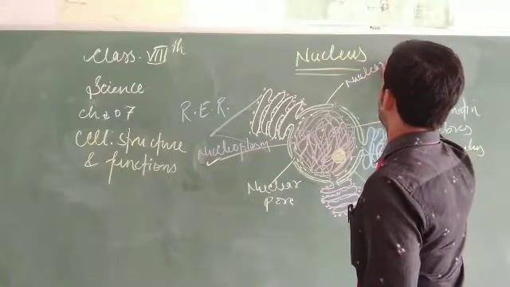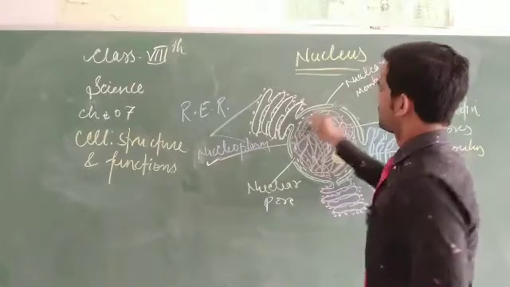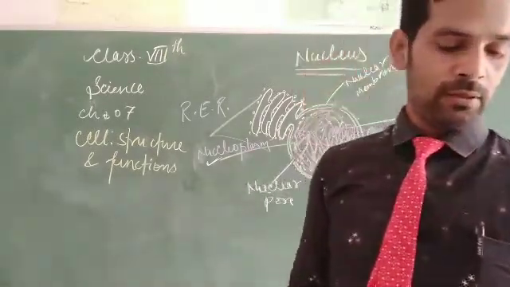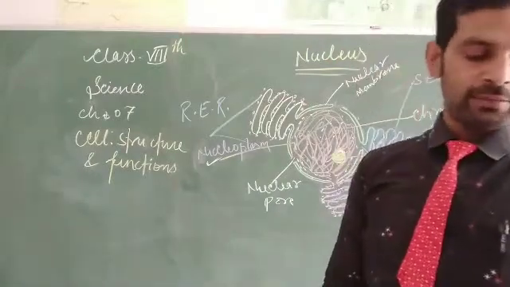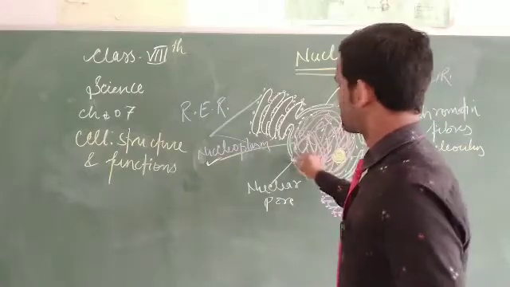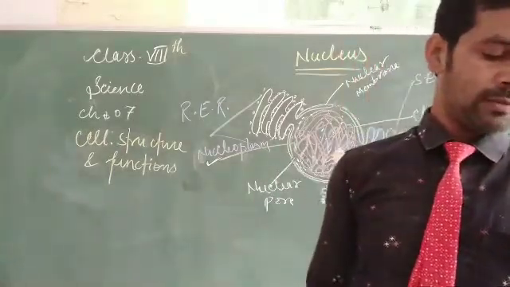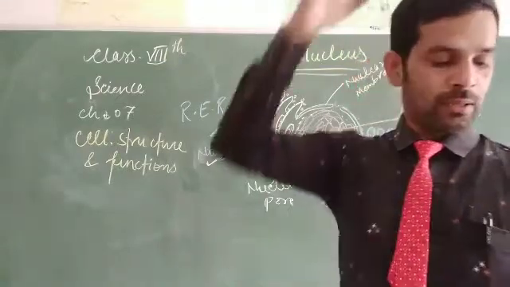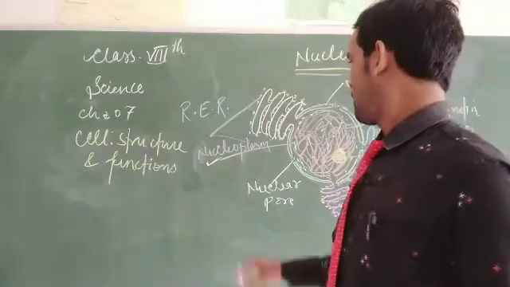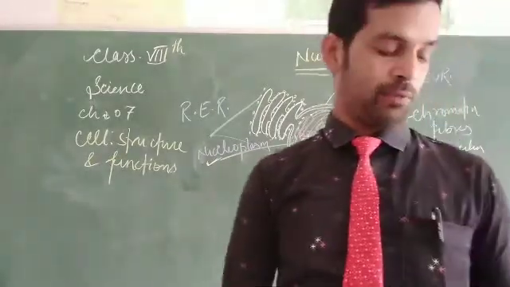Nuclear membrane. This is a double-layered structure which separates the nucleus from the cytoplasm. It is broken at certain places where there is a gap. That is called a nuclear pore, through which the nucleus keeps its link with the cytoplasm, as I have already told you.